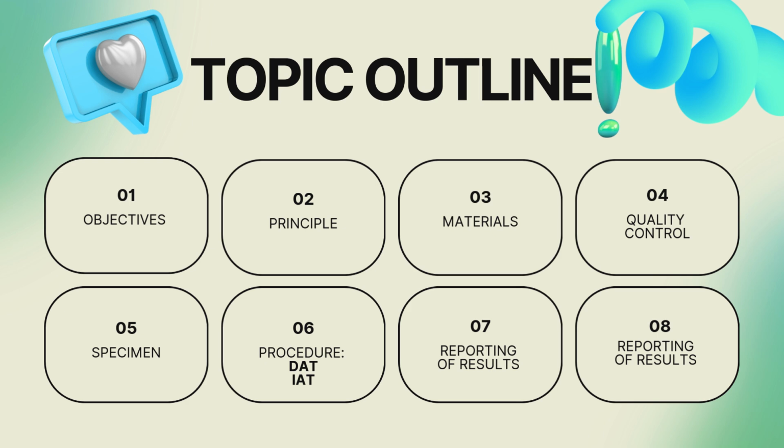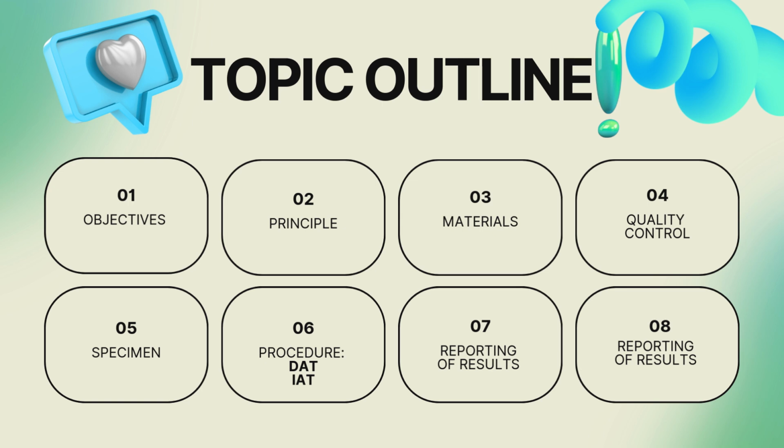Welcome, everyone, to our session on anti-human globulin testing. This is also known as your Coombs test again. Let's start by outlining the key topics we'll cover. We'll begin with the principle behind the AHG test, which is foundational to understanding its application. Then we'll move on to the procedure, focusing on both DAT and IAT. Understanding this procedure will help you really appreciate their uses and differences.